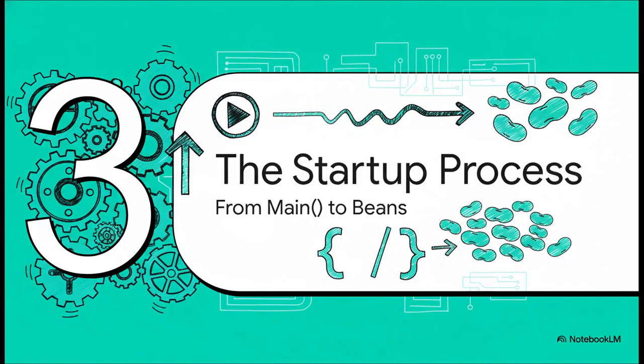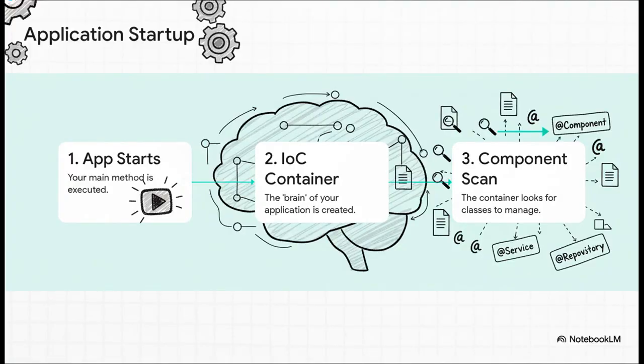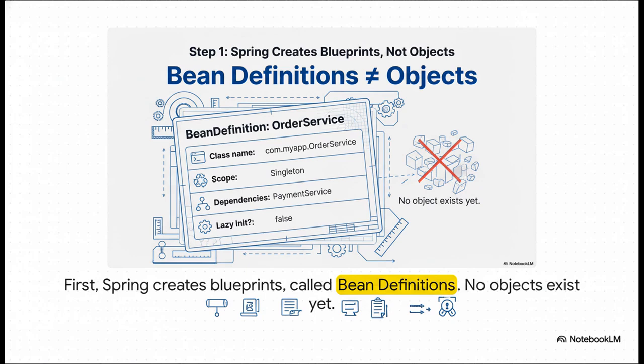Okay, so with that big idea of the factory in our heads, let's walk through the play-by-play. What happens from the exact moment you hit run on your Spring Boot application? It all starts the second that main method fires. The very first thing that happens is the application context, our IoC container, our factory, comes to life. This is the brain of the whole operation, and immediately it goes on a mission. It starts a component scan, digging through your code, looking for any class with an annotation like @Component, @Service, or @Repository.